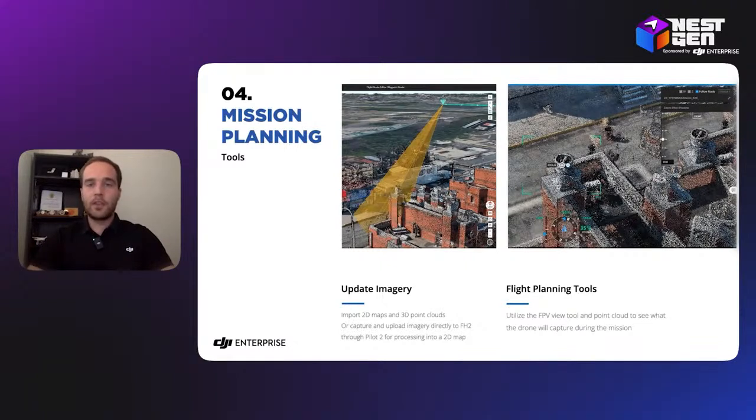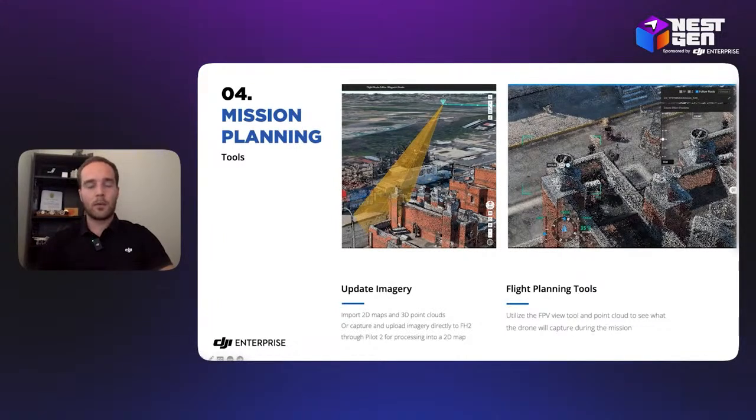After import, you can utilize flight planning tools, putting you in a FPV view at a waypoint. You can then manipulate that point cloud to see what exactly the drone is going to capture during the mission and add that action. So you can see the example here. We're able to go to the waypoint that's been dropped, move the camera view to the area we'd like to take a picture of, add that action, and then it is automatically added to the waypoint, and you can see the field of view will be capturing what we're looking at.